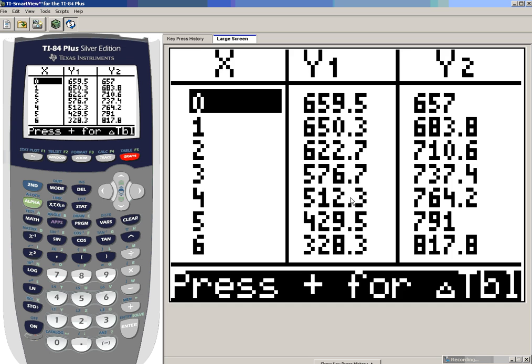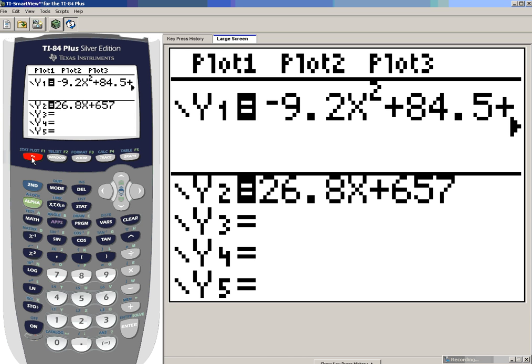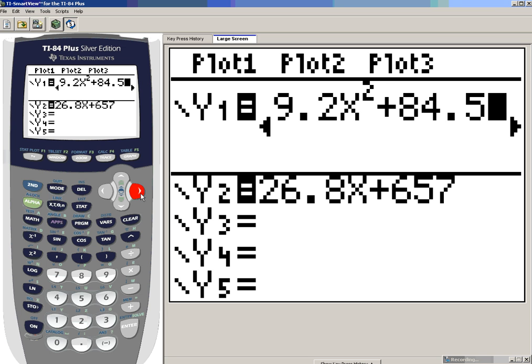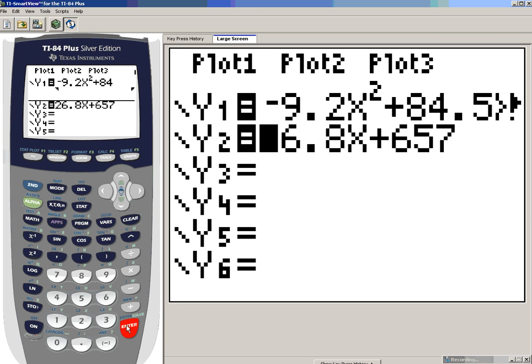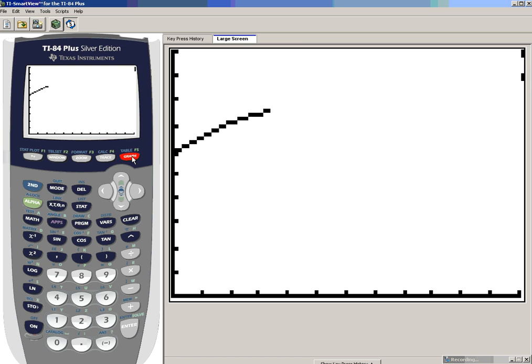Let me make sure I plug this in right here. Negative 9.2x squared plus 84.5. I forgot my x. That's why that picture doesn't quite look right. So let's go ahead and edit this. I'm going to insert an x in there, and now let's look at this graph again. And there we have a little bit better graph.